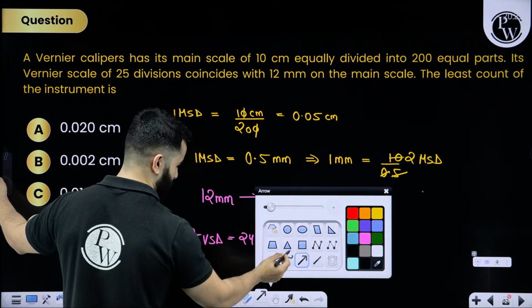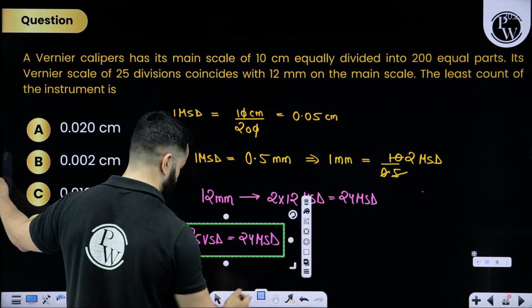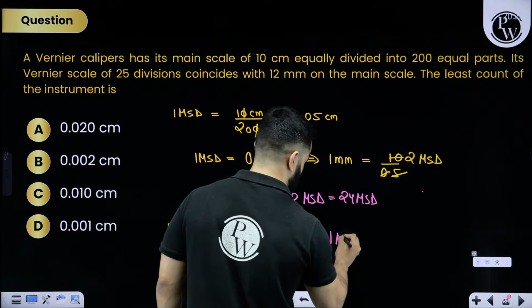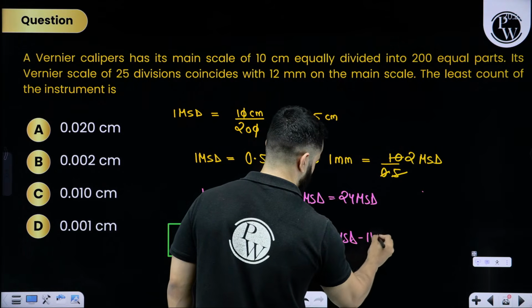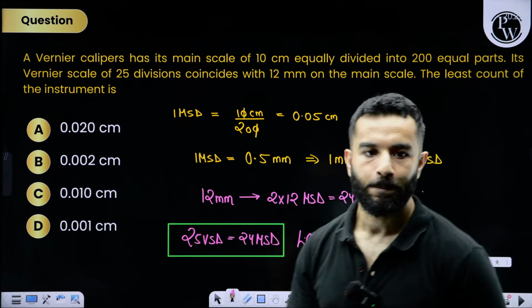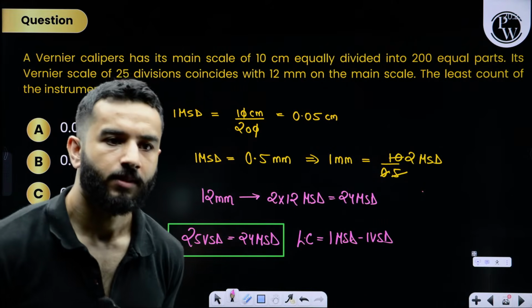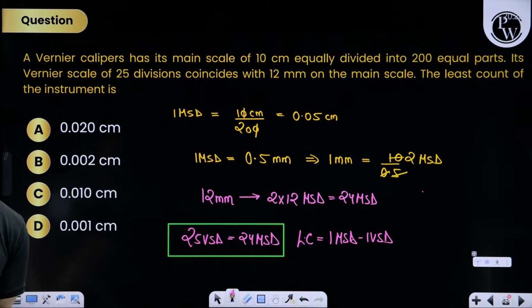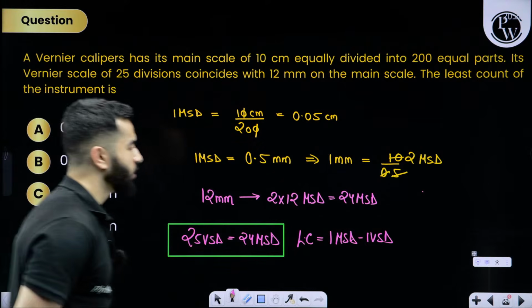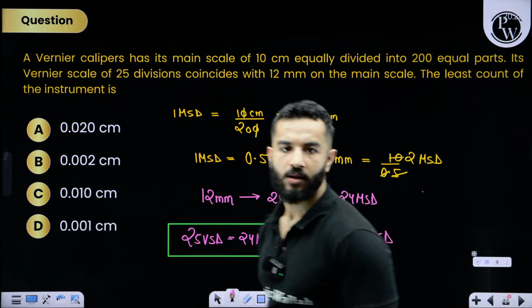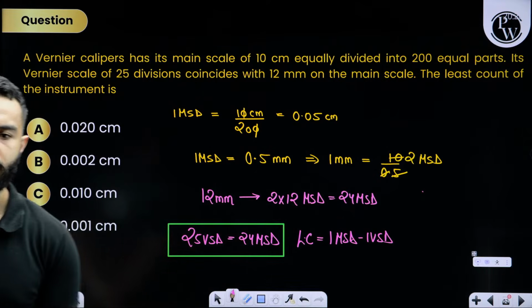Done. This is a slightly different question. That's why I've explained it. And then again, you can find out the least count from 1 MSD minus 1 VSD. Pay attention and let me know if you have any doubt. Clear? Done? Is it cool? Be quick.